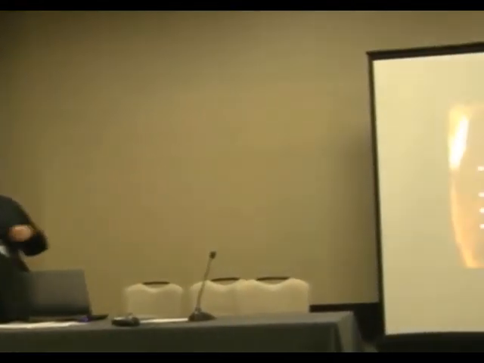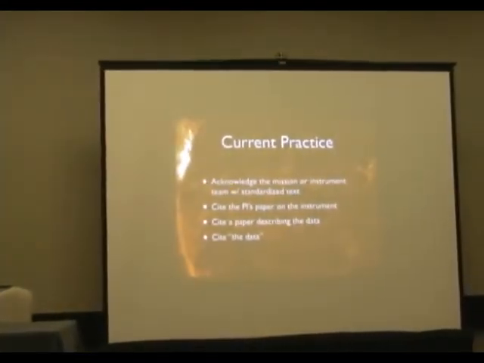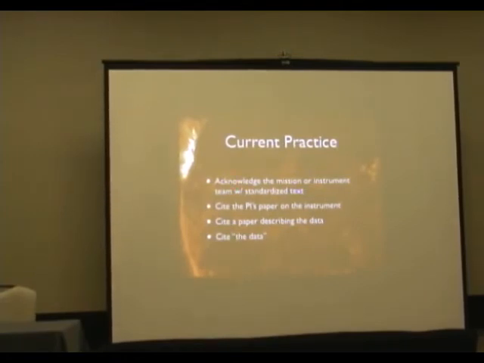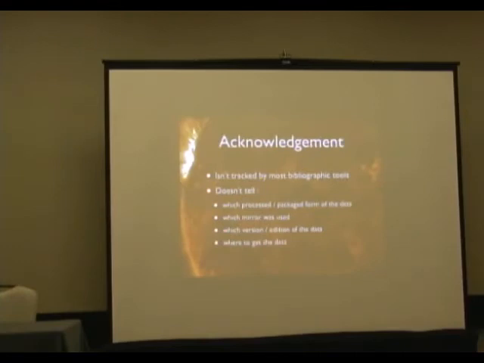So the current practice right now is, well, it depends on the field. In solar physics, you just acknowledge the mission or instrument. Normally you use whatever structured text they give to you, and then hopefully they can find your paper and continue their funding. Sometimes you cite the PI's paper that describes how the instrument was constructed. Sometimes you cite a paper describing the first release of the data. Sometimes you cite something as the data, and they all have problems.